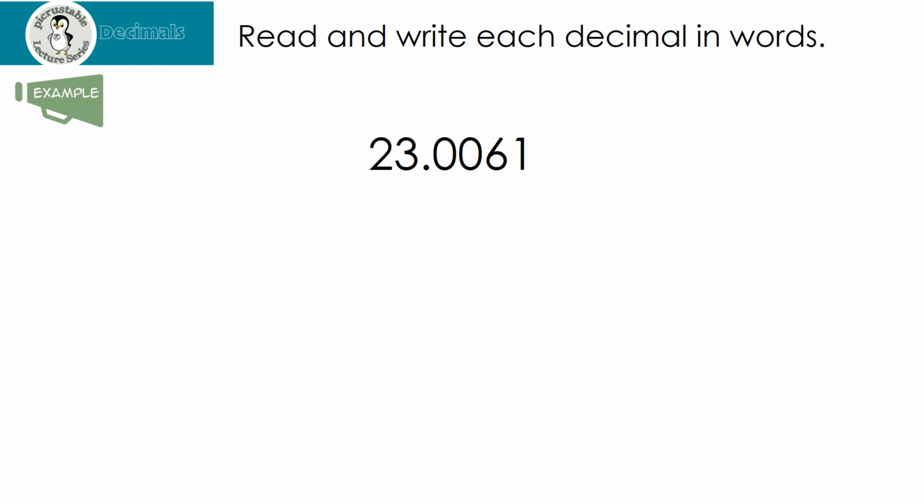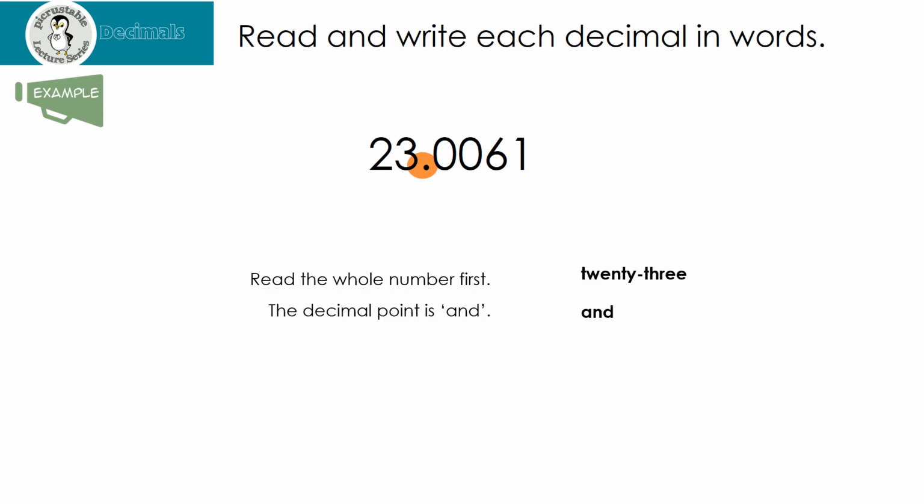Let's look at our last example. Remember, the first thing we do is read the whole number. That's 23. Did you notice I hyphenated it? Pretty important. And I spelled it right. The word and is reserved for the decimal place, so we're going to put it in next. And.